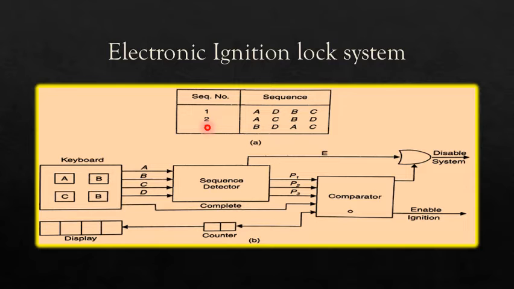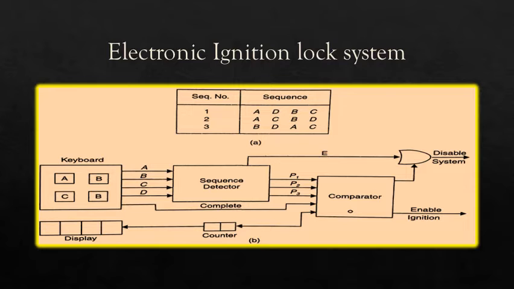The basic block diagram of the system is shown in this figure. The counter contains the number of the sequence being used, always starting with 1 when turned on. The sequence detector checks the sequence. If an error is made in a sequence, the error signal E is used to disable the system. If the sequence is correctly completed, a pulse is output on one of the lines P1, P2 or P3, corresponding to sequence 1, 2 or 3 respectively.